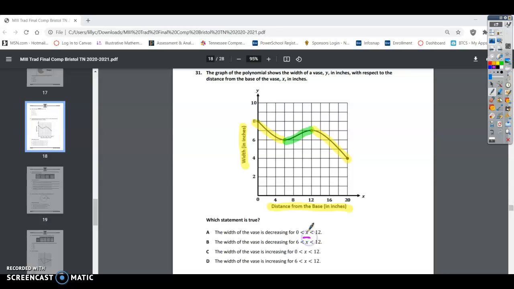So this says x. We know that this is our x-axis. So from 0 to 12, it goes down and back up. So it's not just decreasing. So that's not the correct answer.